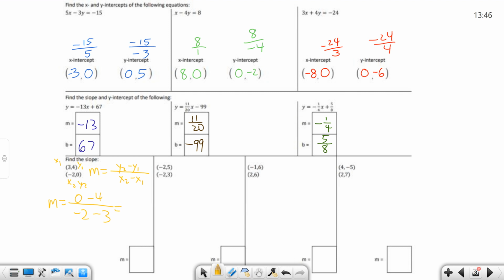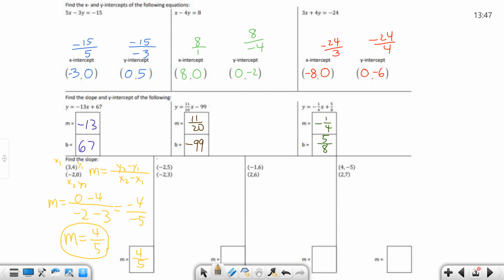All right? So then this is going to be what? Negative 4 over negative 5. And again, what is a negative over a negative? It's a positive. So then that's going to be the slope m equals 4/5.